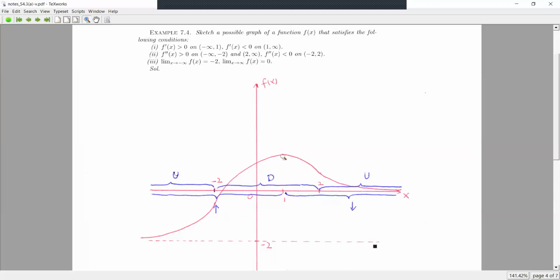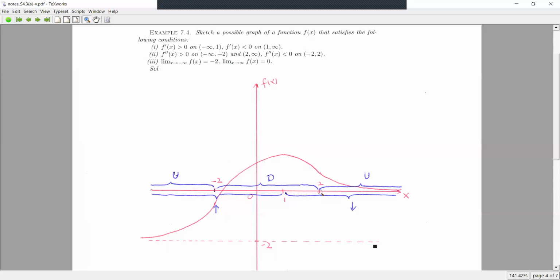The third piece. I draw the graph over this interval, 1 to 2. Between 1 and 2, the graph is concave down, but decreasing.